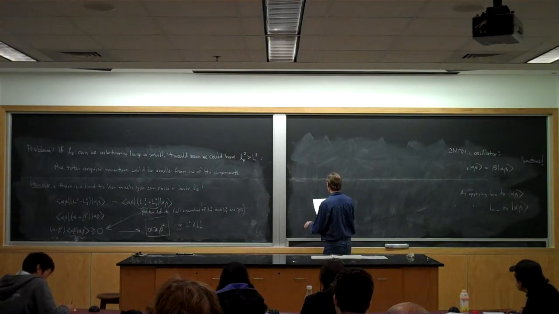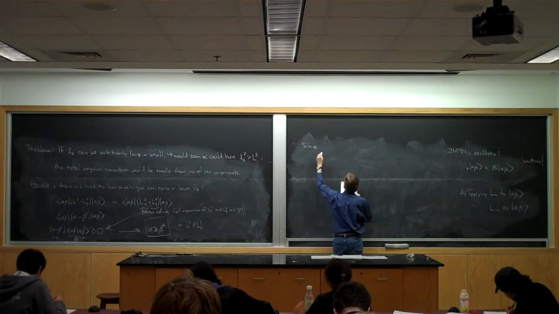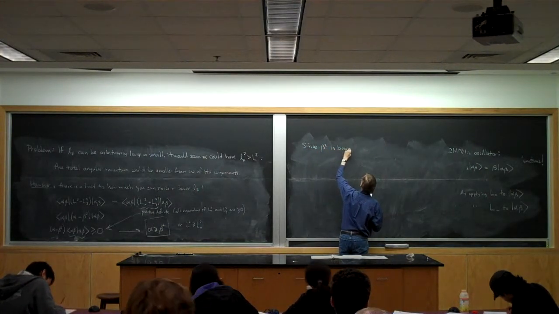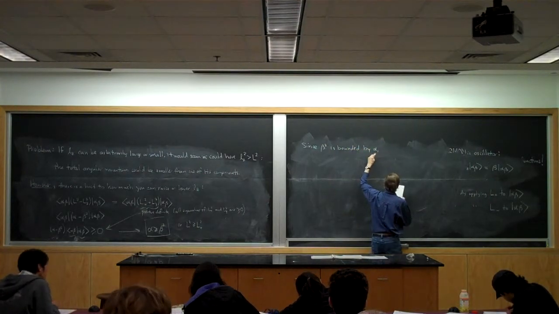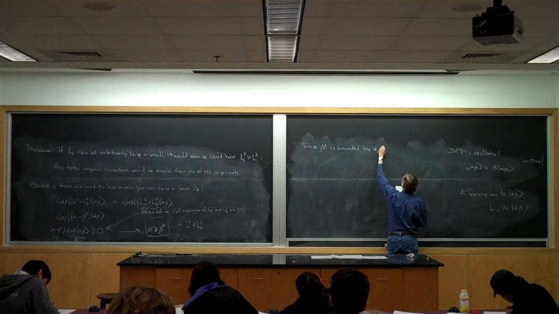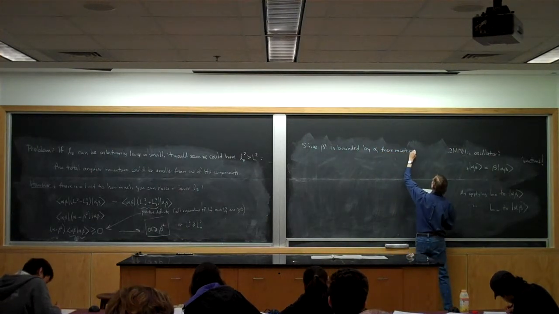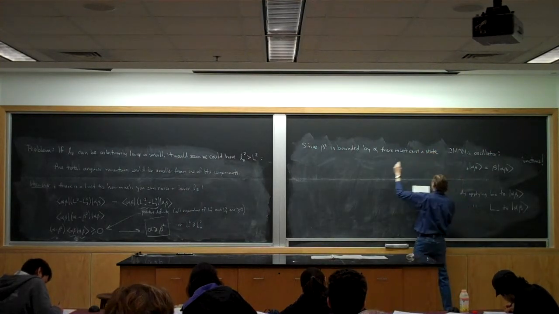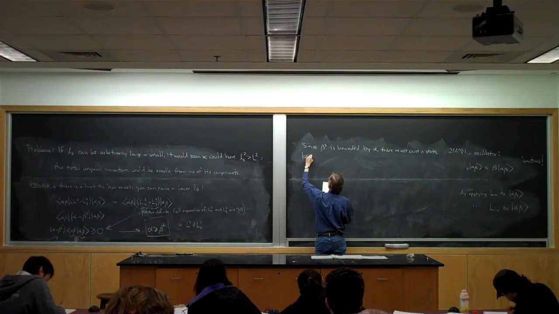All right, so since beta squared is bounded by alpha, it can't get bigger than alpha, there must exist a state which we will call alpha beta max.